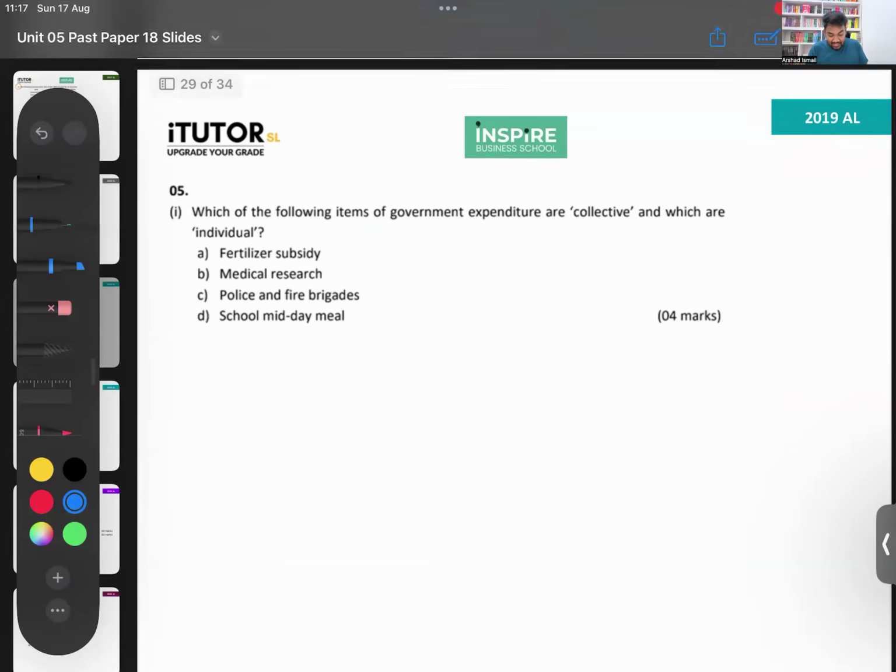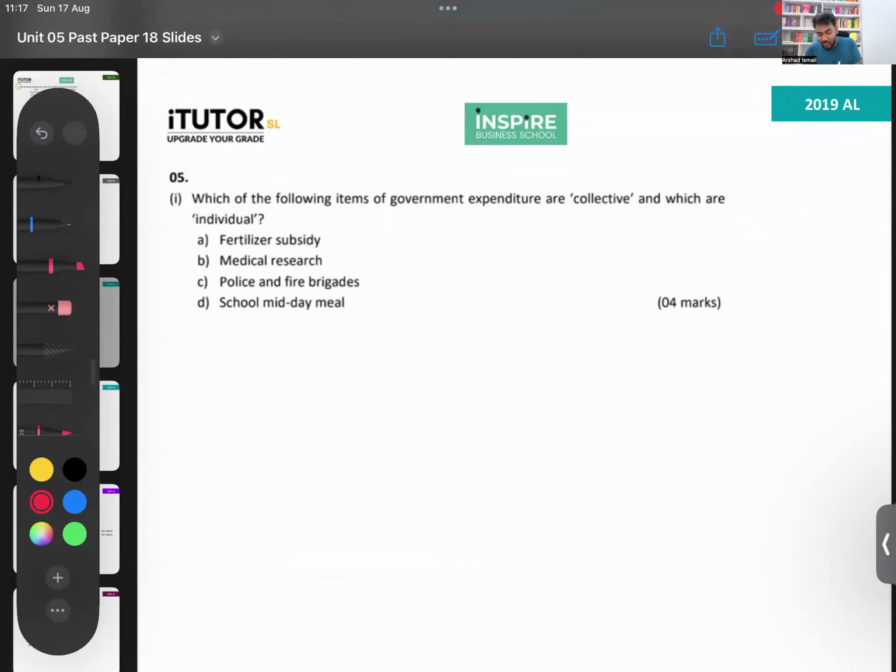Then 2019, question 5, part 1. Which of the following items are collective and which are individual? Collective means, Lama, you can't identify per person. Individual expenditure is what you can identify per person. Per person, you can say, this is this. So what do you think? Fertilizer subsidy. Fertilizer, you give it to a farmer. So can you say per farmer it is this much? You can, right? You can identify per person.